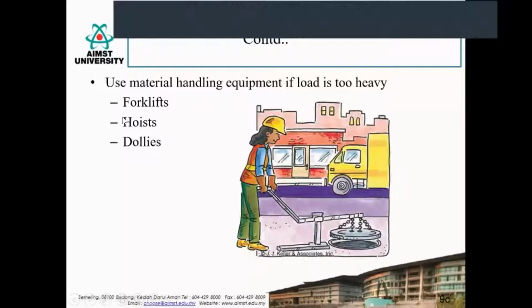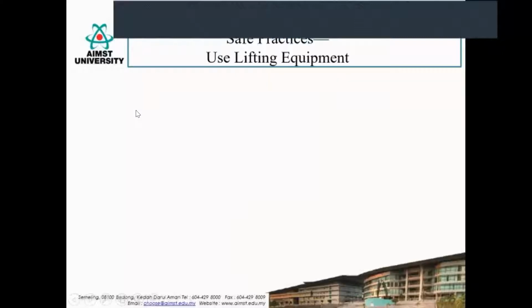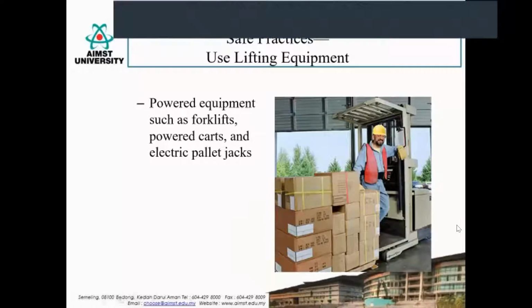Then you have something called hoists, and something called dollies. So these are your powered, higher-end lifters. This is a forklift, so it will be attached with the power cart. Whenever you want to move, you can move it.